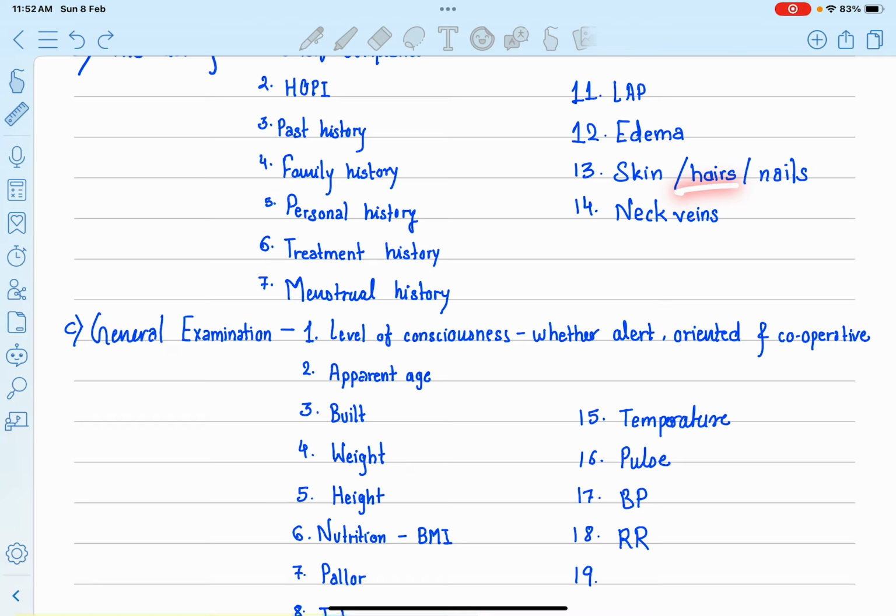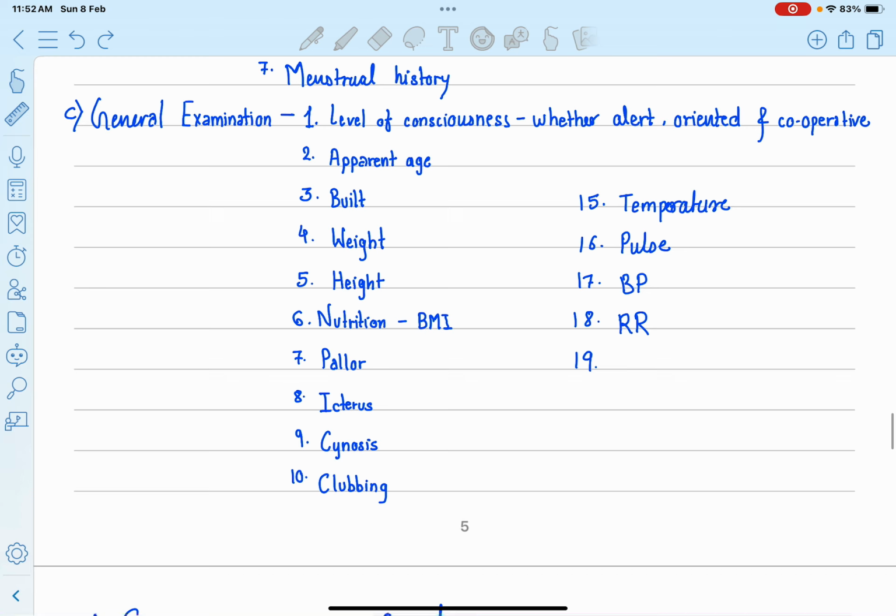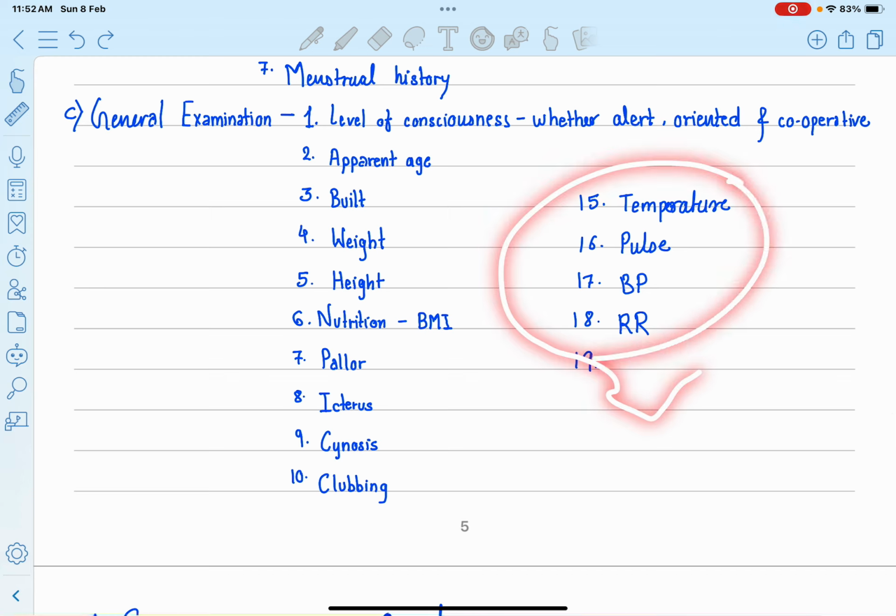Skull examination you should do. Then nails are also important, like in anemia you see deformity in nail structure. Neck veins are also important. Then these are the vitals: temperature, pulse, BP, and respiratory rate.